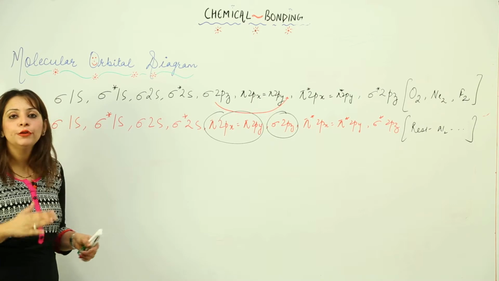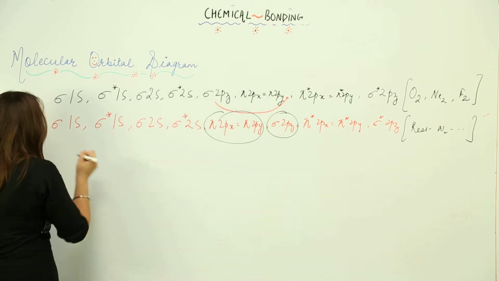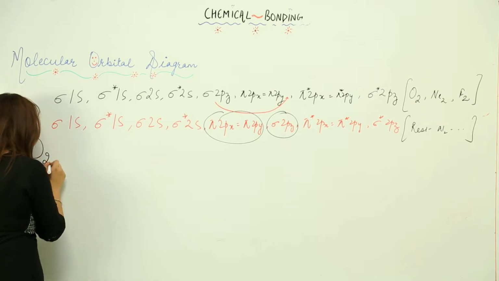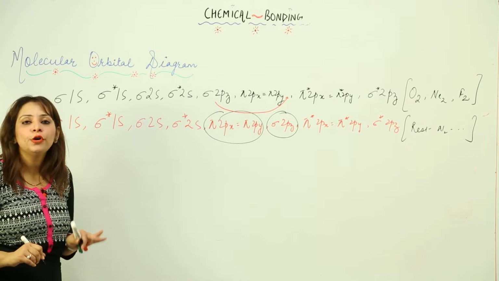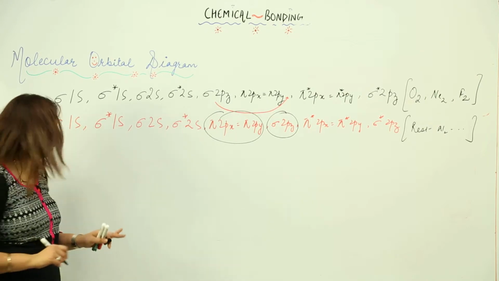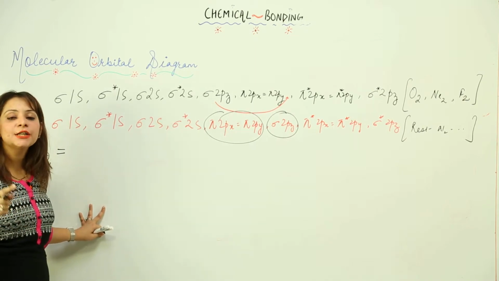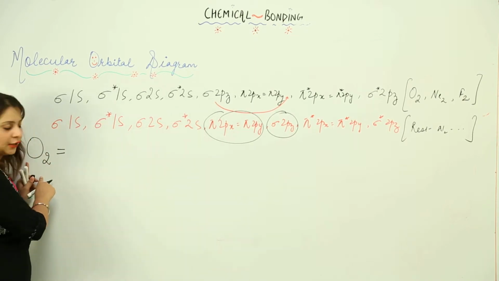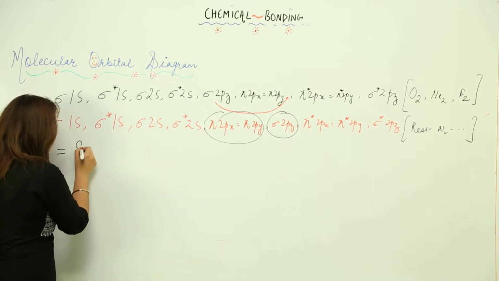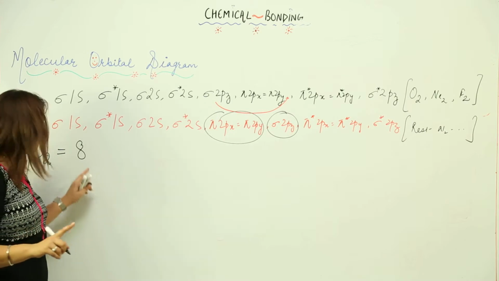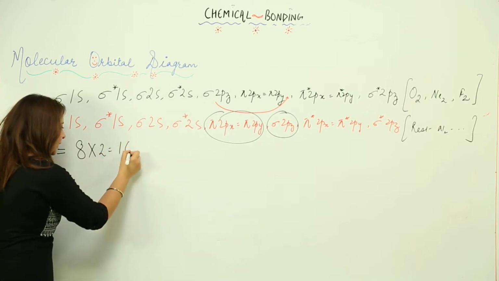Now we need to write the configuration for a molecule, right. Suppose I have a molecule, let's say O2. Now how do I have to write the configuration? I need to follow the same rules as we did for the atomic orbitals. So first, I am going to write the electrons of oxygen, because here I have oxygen. The total number of electrons for oxygen is 8, not the valence electrons, 8, and there are 2 oxygen atoms, so the total electrons comes out to be 16.